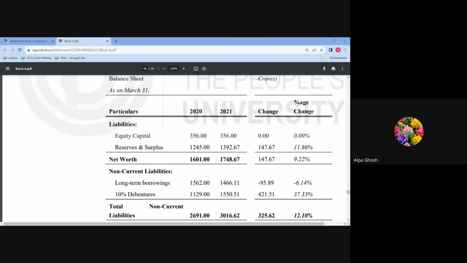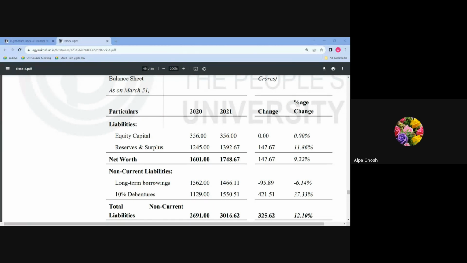You will start with the change and percentage change calculation. Always remember the first should be current year. Current year minus previous year is your change. So in the first case, you have to copy the balance sheet the same way it will be given to you. So we are taking the liabilities first.